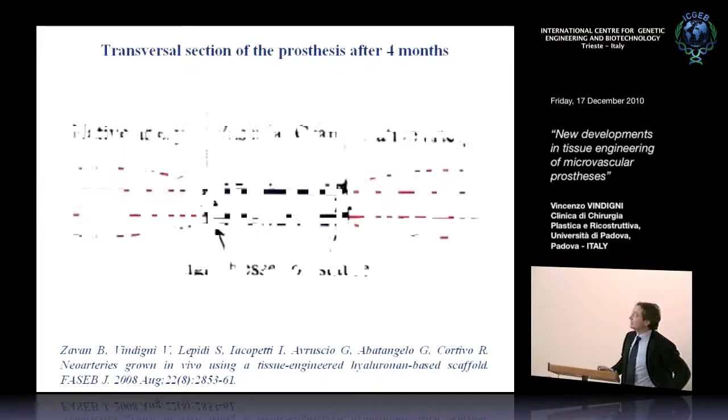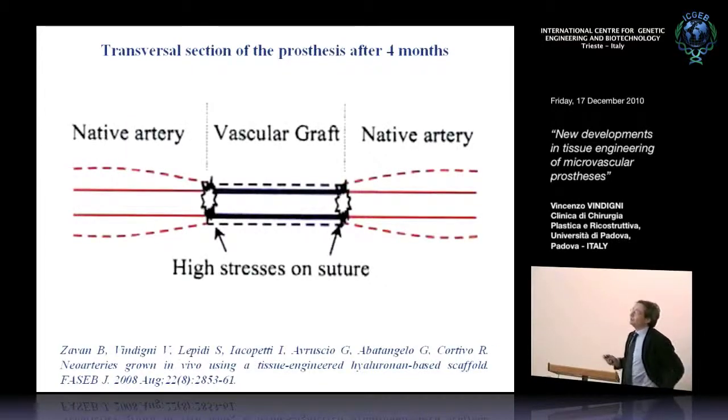Probably this complication is mainly due to a vascular mismatch between the prosthesis and the native artery, because the prosthesis is too rigid actually, and must be improved from a mechanical point of view. We should do in the future many mechanical studies before to use this prosthesis in a human model.